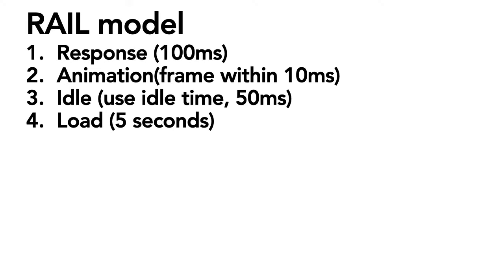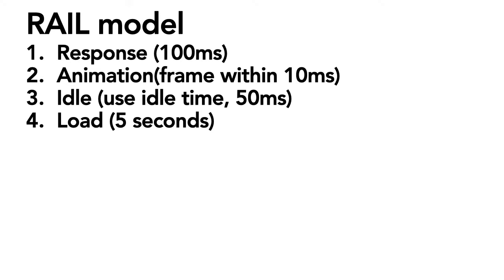And to assess our application, I would mention the RAIL model from Google. So we need to focus on these four metrics called RAIL, first R, response. When a user taps something, we need to give a response within 100 milliseconds, so that it means our application is responsive.